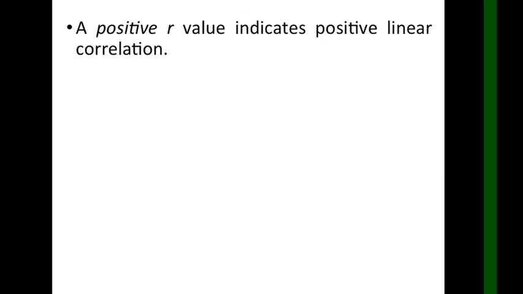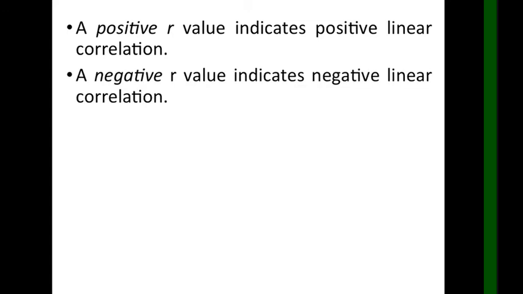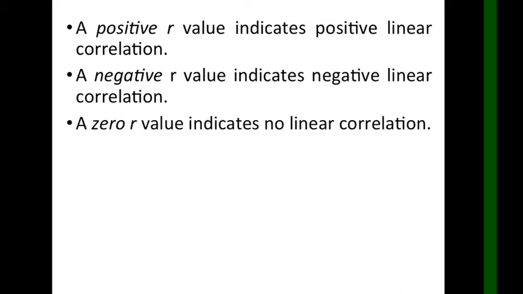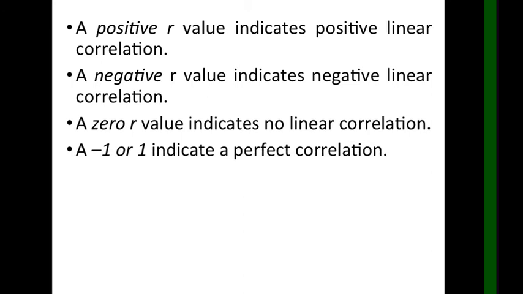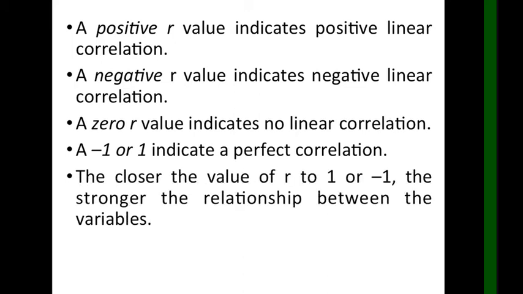A positive r value indicates positive linear correlation. So kapag positive yung nakuha mo, you have a positive linear correlation. But if you get a negative r value, this indicates negative linear correlation. A zero r value indicates there is no correlation at all between two variables. And a -1 or 1 indicates that there is a perfect correlation. The closer the value of r to 1 or -1, the stronger the relationship between the variables.